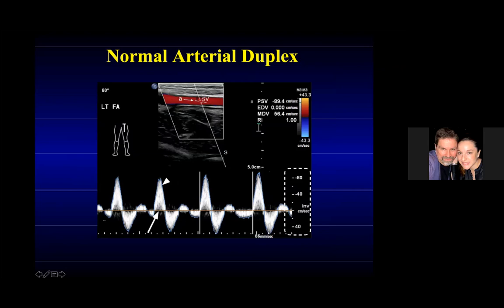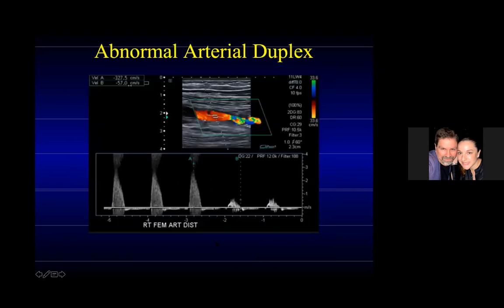And this also gives you a spectral analysis of that Doppler signal. This looks pretty normal. This is an abnormal arterial duplex. You can see here there's loss of the triphasic Doppler waveform. And this is a right femoral artery distal stenosis. You can see a color flow analysis here. This waveform is a spectral analysis that evaluates velocity.